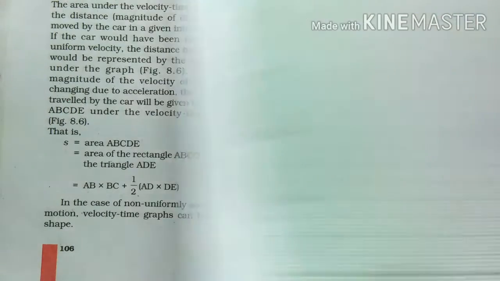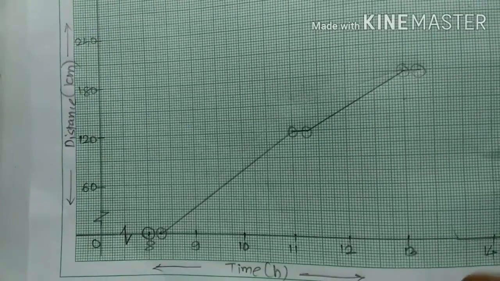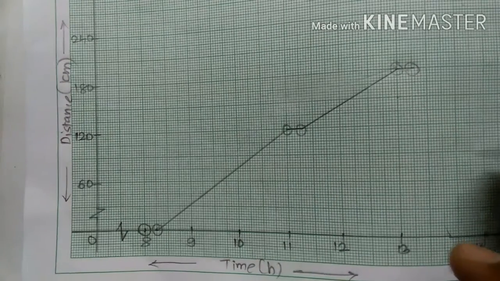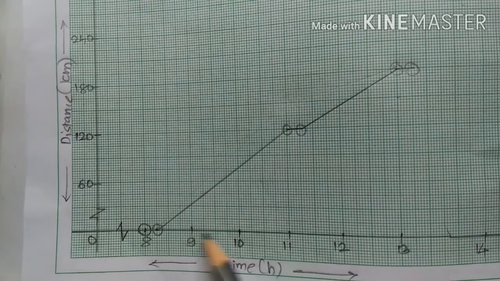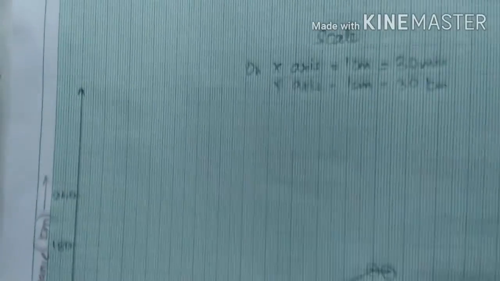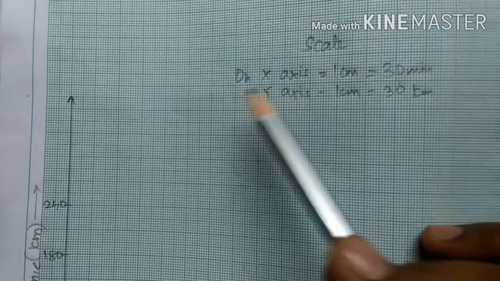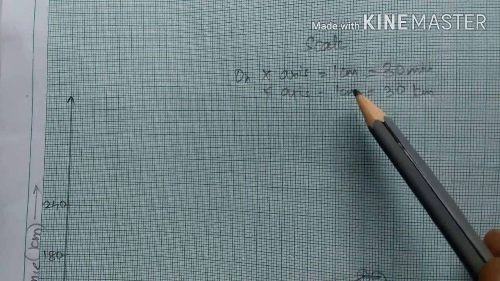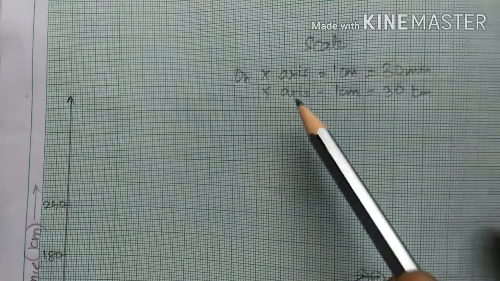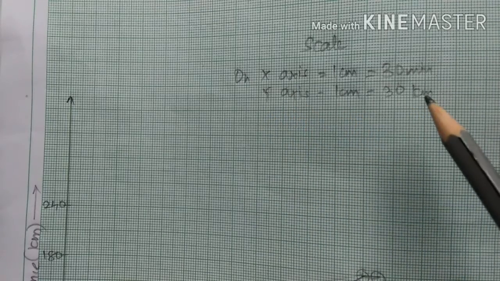See here, I have plotted the time and distance graph on the graph paper. I have taken time in hours on the x-axis and distance in kilometers on the y-axis. See the scale I have taken: on the x-axis 1 centimeter is equal to 30 minutes and on the y-axis 1 centimeter is equal to 30 kilometers.